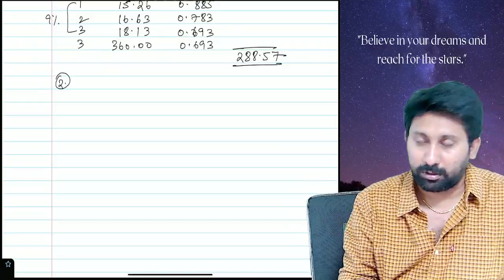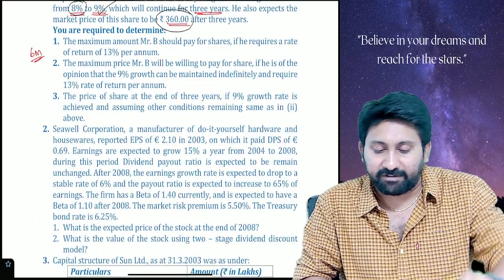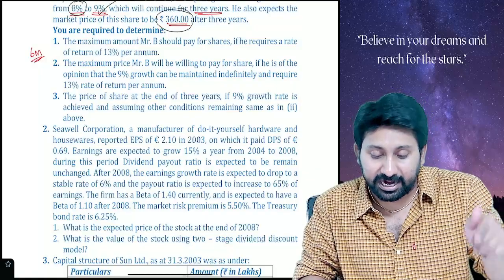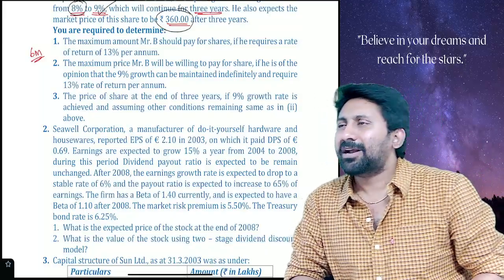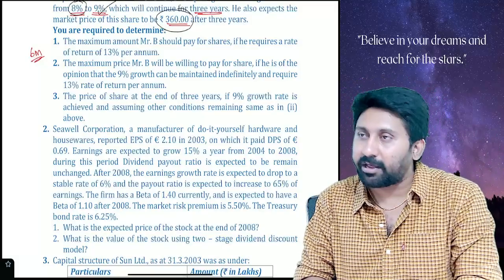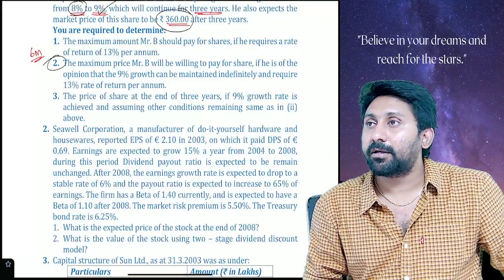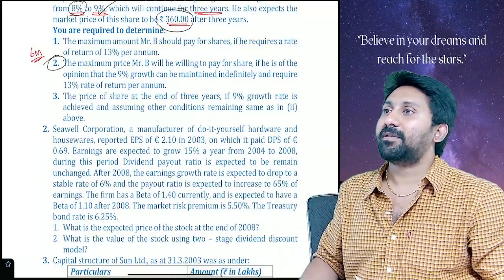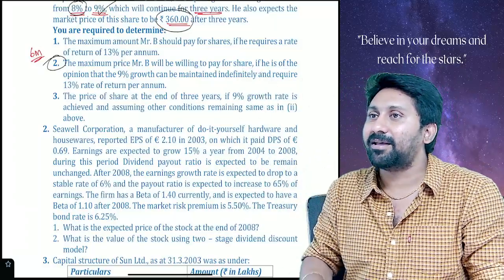Bit number two, I will do this first. See here, maximum price Mr. B will be willing to pay for the share if he is of opinion that 9% growth can be maintained indefinitely and required a return of 13% per annum. How to interpret this question? First tell me. Doing answer here, every person will do. Logic you should understand. What is the meaning? What is the holding period? In this bit, what is the holding period? Answer. Already I held, today is my disposal time. I will not hold for perpetual period.